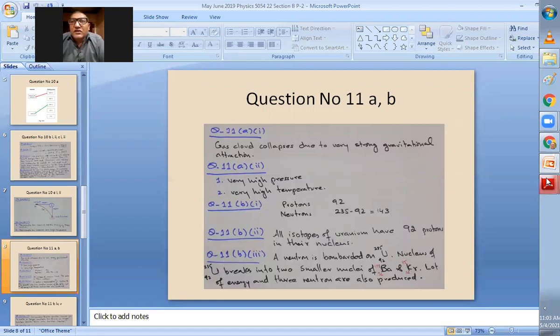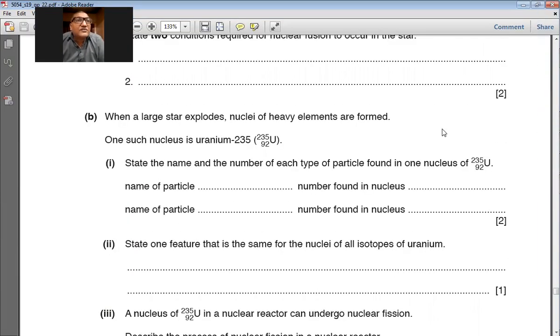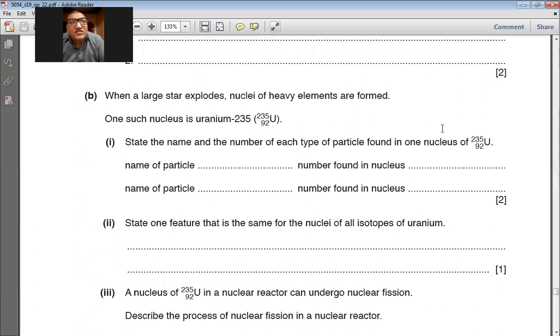Okay, so now let's move to the next part. The next part is when a large star explodes, nuclei of heavy elements are formed. One such nucleus is uranium-235. State the name and the number of each type of particles found in one nucleus of uranium-92-235. You see, it has protons and there will be 92 protons, and it will have neutrons in the nucleus, and the number of neutrons will be 235 minus 92.